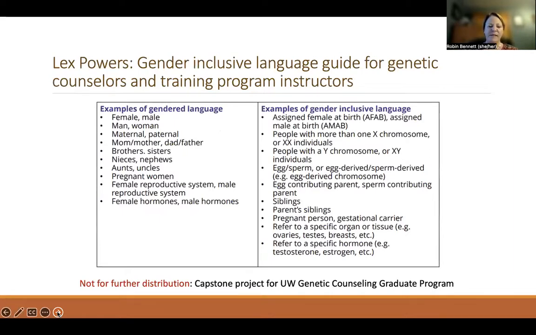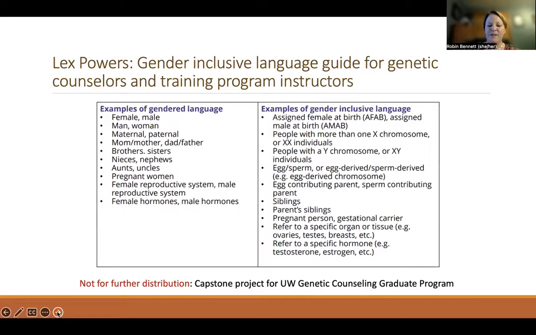So these are some examples from one of our students in our genetic counseling graduate program, Lex Powers, and they have done some transformative work looking at how we can use more inclusive language when we're teaching genetics and when we're doing genetic counseling. So as we've already discussed, instead of saying female or male, you can say assigned female at birth or assigned male at birth. And same with saying man or woman, you can say people with more than one X chromosome, a person who has two X chromosomes, or XX individuals.